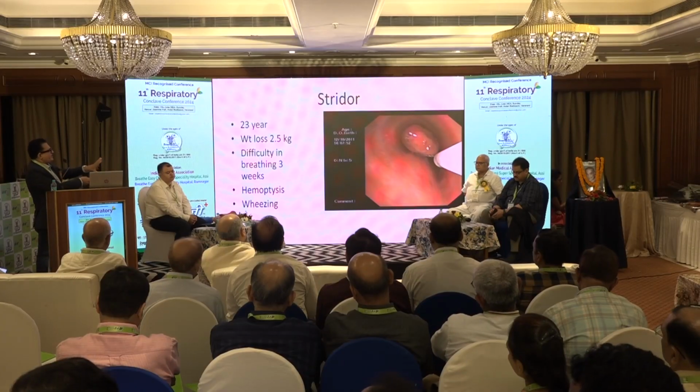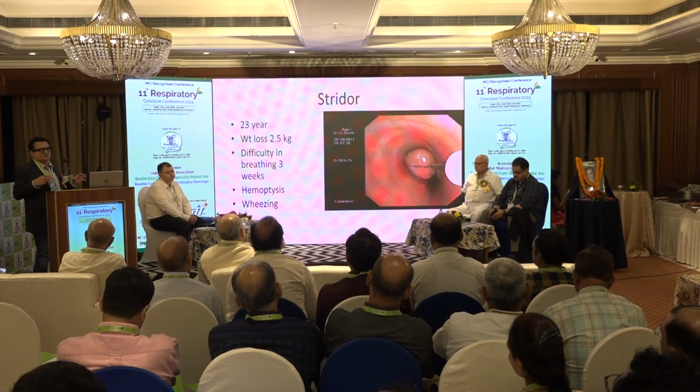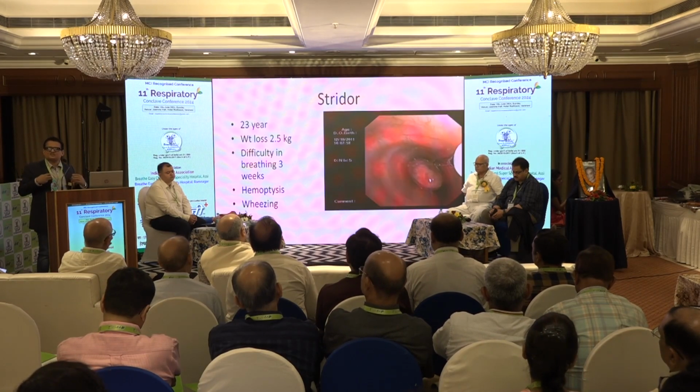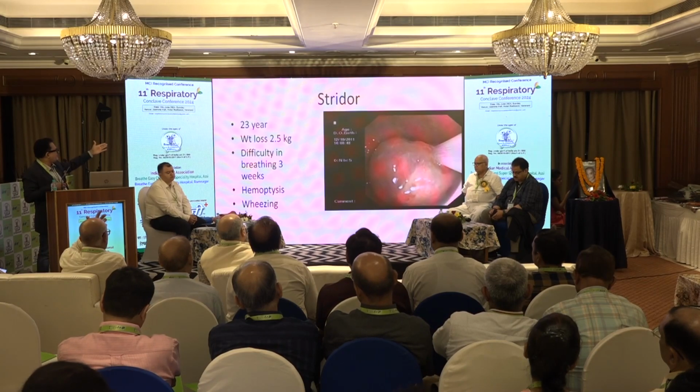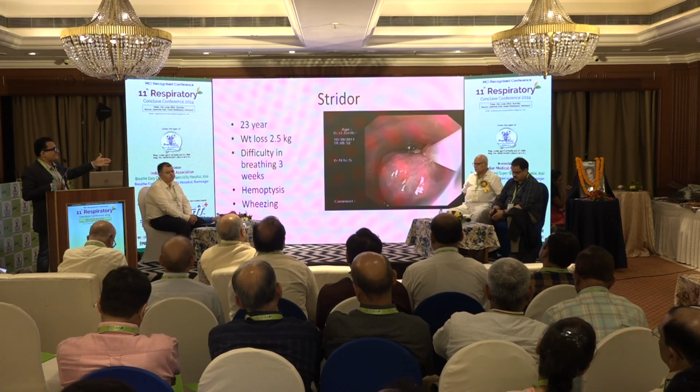Now this is the airway. The airway shows that there is a big obstruction there. Now you want to remove this obstruction. The patient has difficulty in breathing. There is stridor. Okay, a 23-year-old female with weight loss, difficulty in breathing, hemoptysis, and she has wheezing as well.